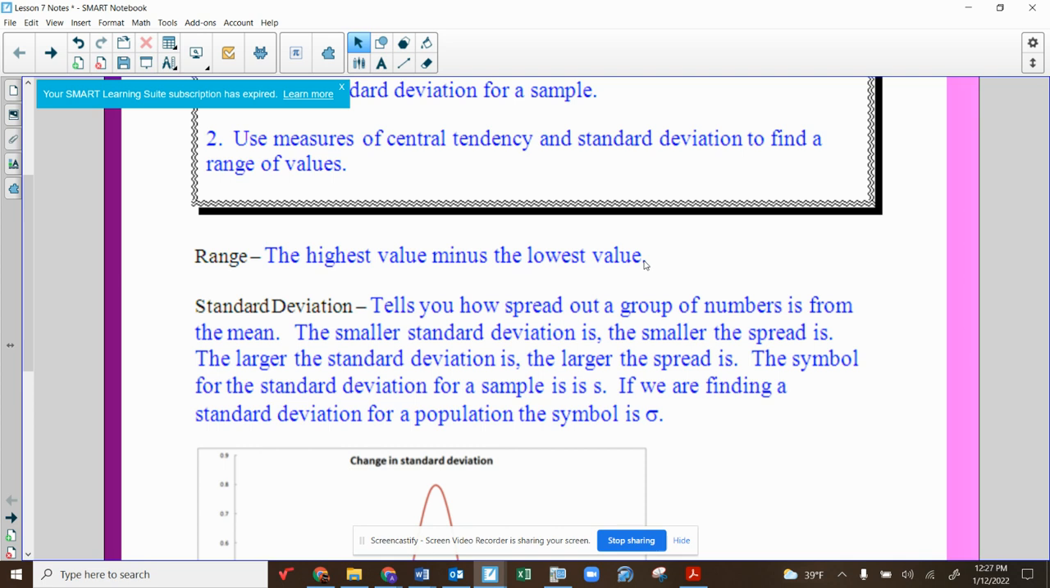So in the previous section we did mid-range, which was adding them and dividing by 2. And in this one we're doing just plain old range, highest minus lowest. Make sure that you're doing the correct one. And the big thing is standard deviation.